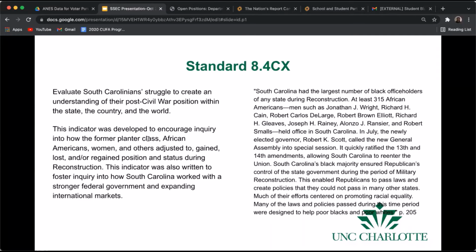And then another standard that we had looked at was standard 8.4 CX, which evaluates South Carolina's struggle to create an understanding of post-Civil War position within the state and the country. They were supposed to be talking about the different classes and specifically talking about African Americans. So within this excerpt that we found is where South Carolina talks about how many Black officials were holding office post-Reconstruction. So we aligned that with the theme of statehood and identity because it was very much emphasizing South Carolina identity and putting in pride in that South Carolina had the largest numbers of office holders. But then it also aligned with this other theme of power struggle and resistance.